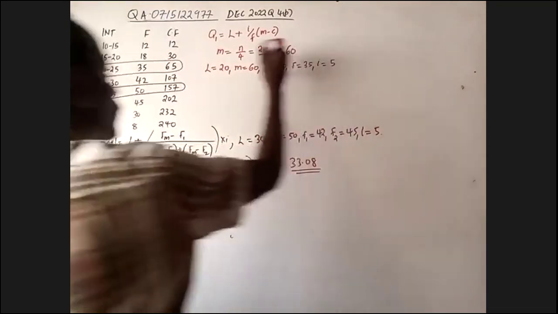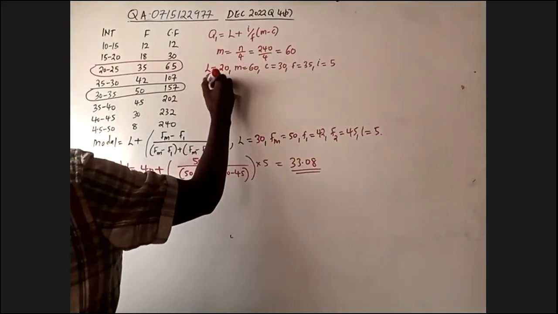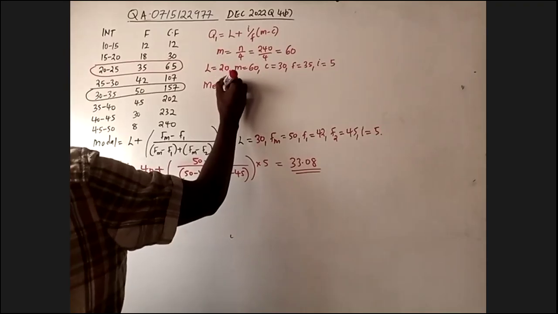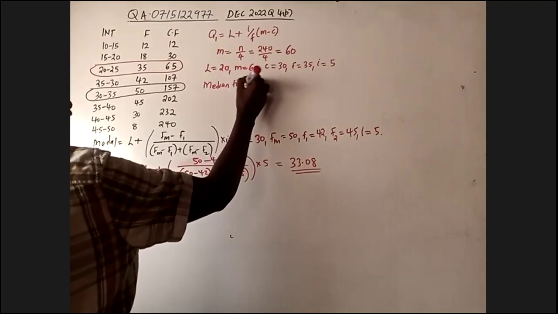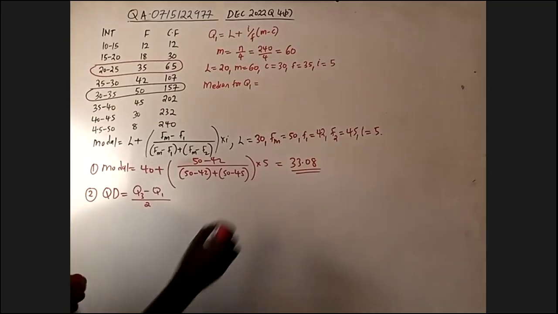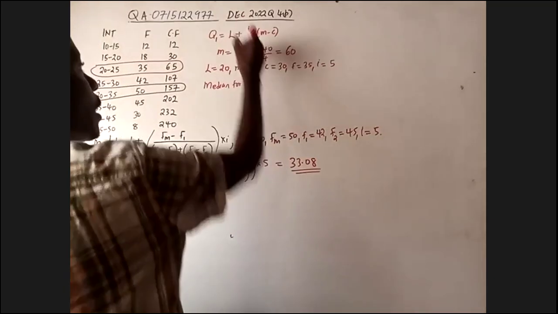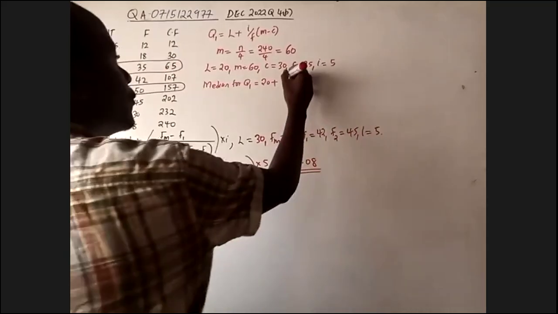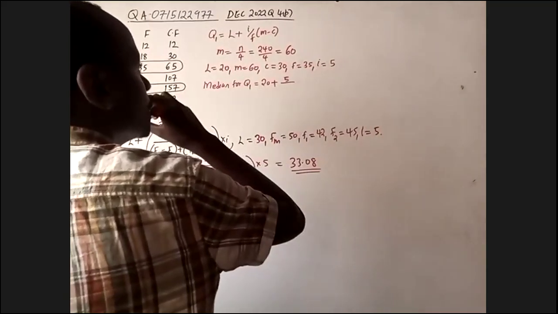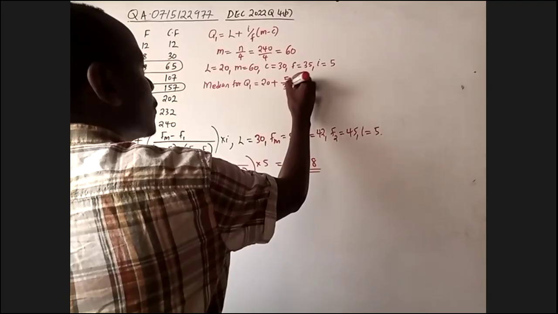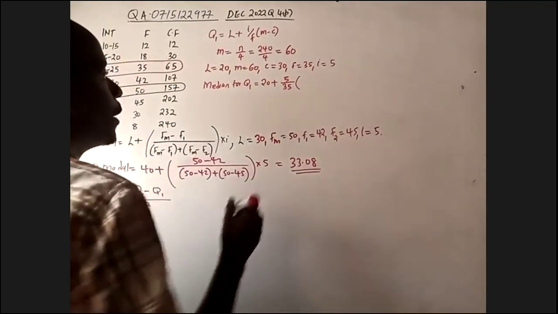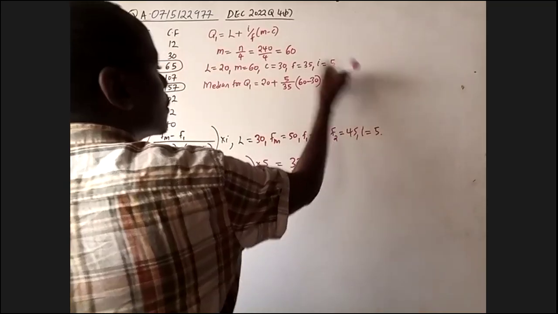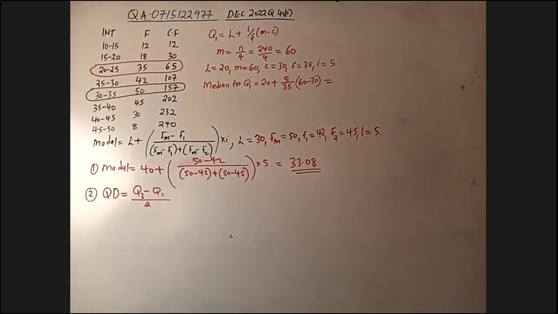Let's find the median for Q1. So the median for Q1 will be L, our L, which is 120, plus our I, which is 5, divided by the frequency, which is 35, over M, which is 60, minus 30. So what will be our Q1?